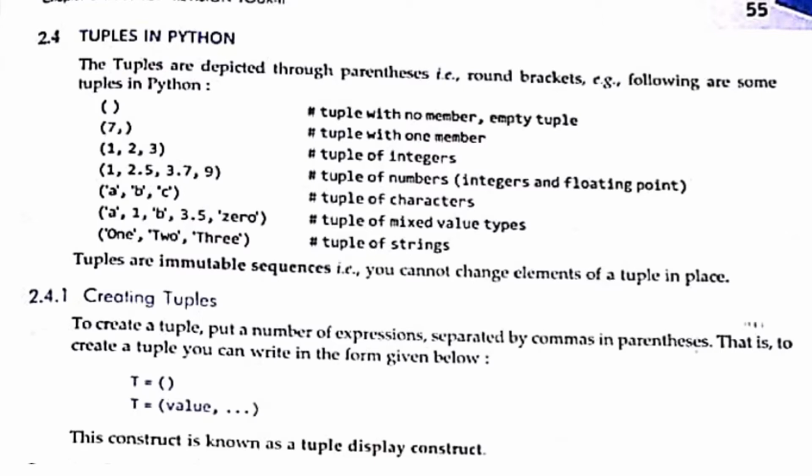As earlier we have seen with strings, how were strings represented? Strings were represented either by single quotes or double quotes. Lists were represented using square brackets, open and close square brackets. And now tuples are represented using parentheses.